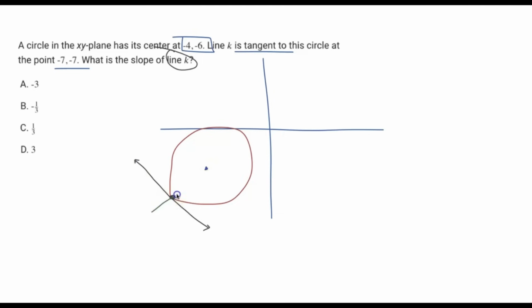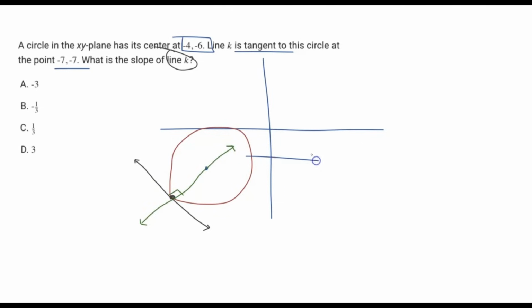If we draw another line through, the green line, that's a bad diagram, so we draw it through like this. Just pretend that's a straight line. You can see that the green line is going to make a perpendicular angle with line K, so those are perpendicular lines. And perpendicular lines have opposite reciprocal slopes. Therefore, what we need to do is find the slope of the green line here, and then we can find the slope of line K.